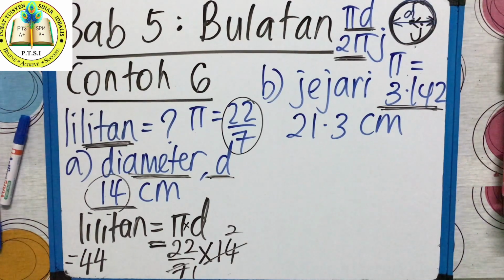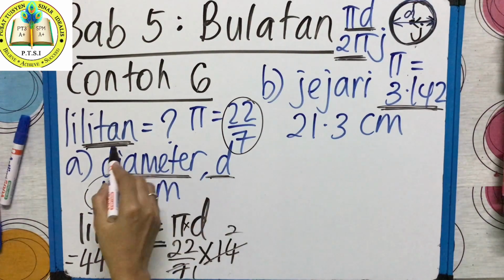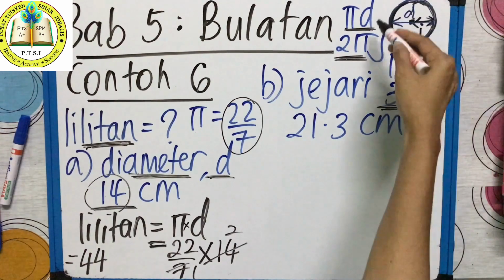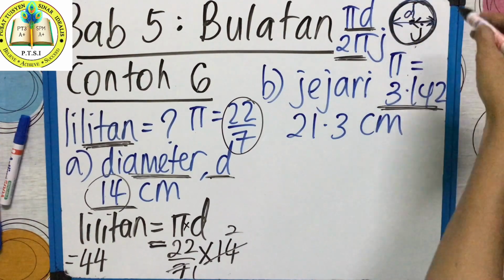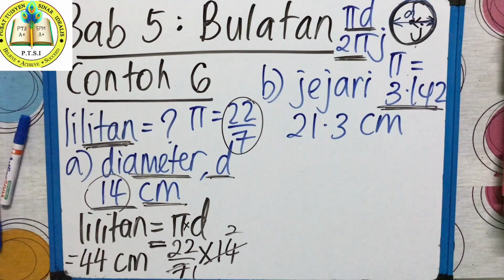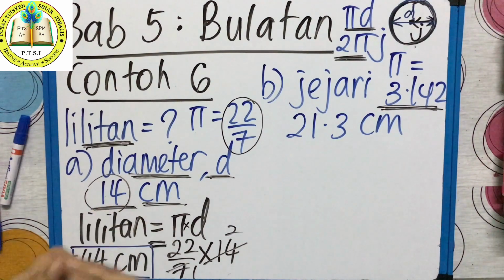When you get that 44, okay, but what is the unit for lilatan? Apa cikgu kata lilatan tadi? Lilatan teacher told you the outline. That means the length, isn't it? Panjang, panjang lilatan. So what is the unit for panjang? You can see here, cm. So your final answer is 44 cm. Finish. Pastikan kamu tulis formula, tunjuk jalan kerja, baru jawapan. Jawapan mesti ada unit.